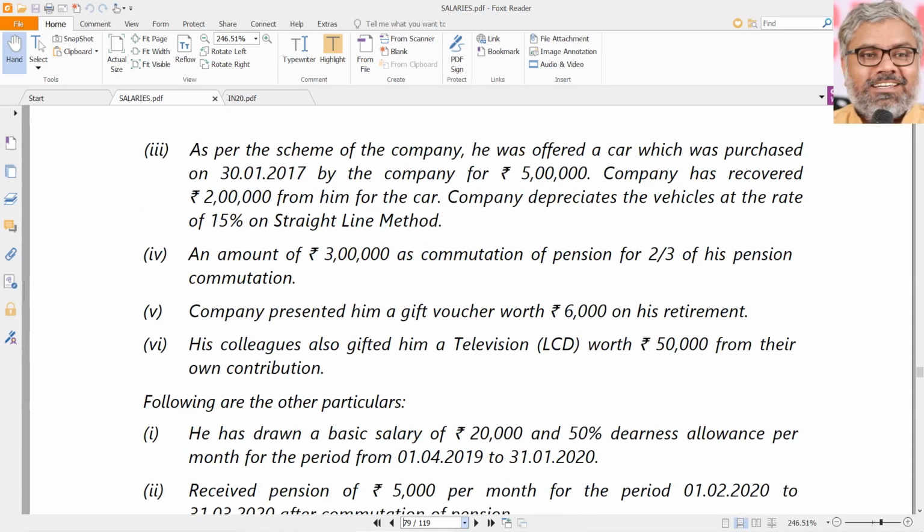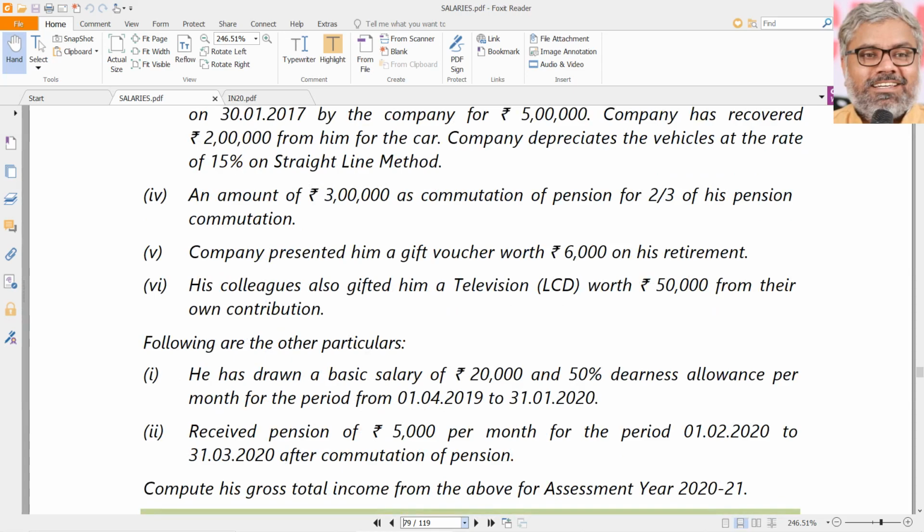So that is also one of the things that he has received on retirement only. Then he got 3 lakhs rupees as commutation of pension for the 2/3 of his pension commutation. That means out of his total pension he is supposed to receive, he received 2/3 of that commuted and received 3 lakhs rupees. Whereas the company presented him a gift voucher of 6,000 rupees on his retirement. No problem. Also his colleagues who worked with him all these years gifted him a television, LCD or LED, whatever it is, worth 50,000 from their own contribution.